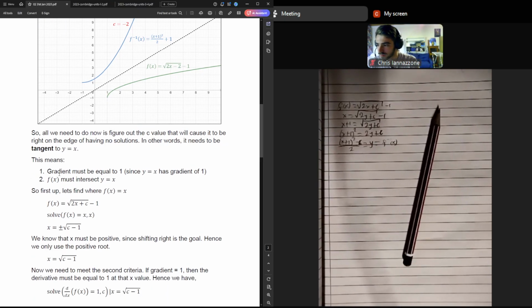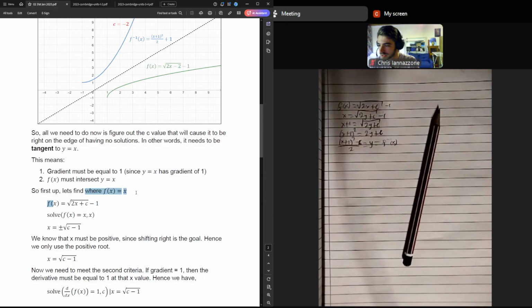So there's two things you need for tangent. You need the same gradient at that spot, and you need to intersect at that spot. Fair enough. But more specifically, that spot is on the line y equals x. And so the gradient that we're looking for has to be equal to 1, because the gradient of the line y equals x is equal to 1. We also know that it has to intersect, and that will come into play later. All we're going to be doing is subbing in y equals x for that spot.